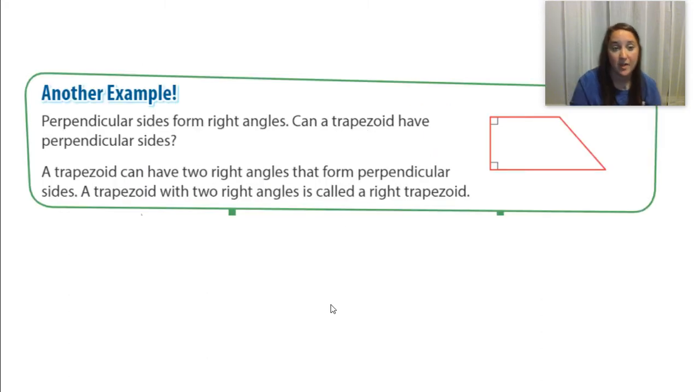So we're going to look at another example. Perpendicular sides form right angles, and we learned that earlier in topic 16. So the question is, can a trapezoid have perpendicular sides? You just learned that a trapezoid has one pair of parallel sides. If you look at the picture, it says a trapezoid can have two right angles, which you'll see right here, that form perpendicular sides. A trapezoid with two right angles is called a right trapezoid. So here's another example of what a different trapezoid could look like.